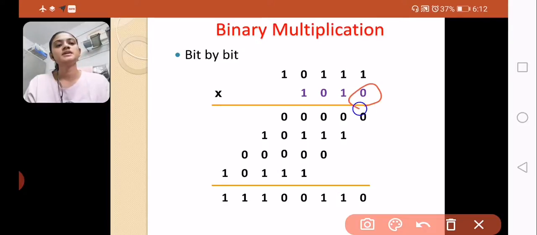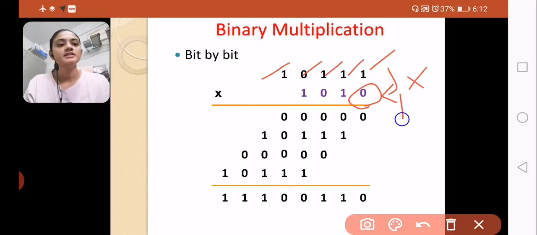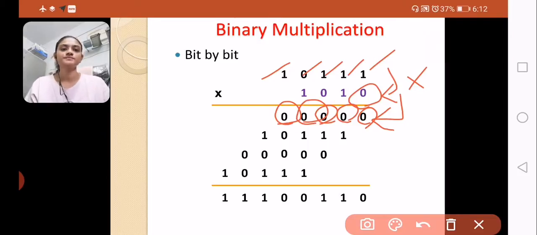So the first bit is 0, so 1 2 3 4 and 5. These 5 bits will be multiplied with this 0 and it will generate 5 zeros. So you have to put them exactly below the numbers in this position, exactly below. Okay.